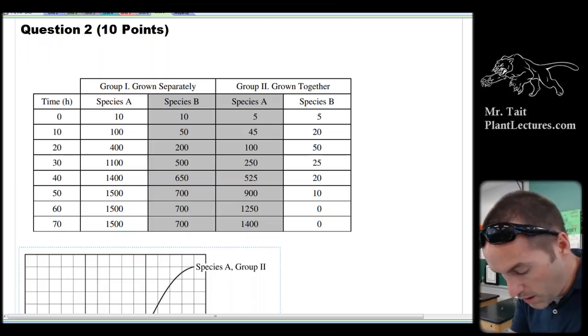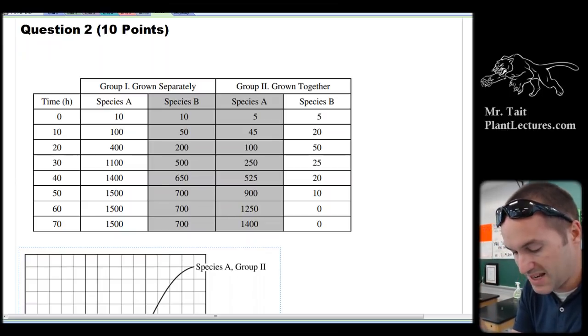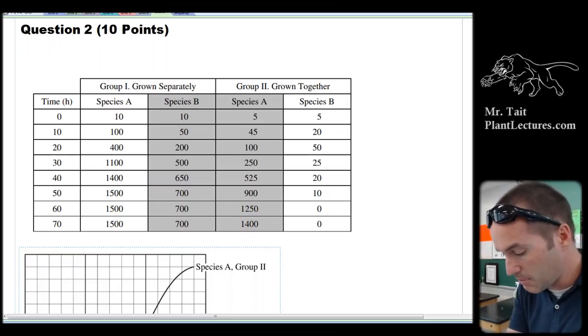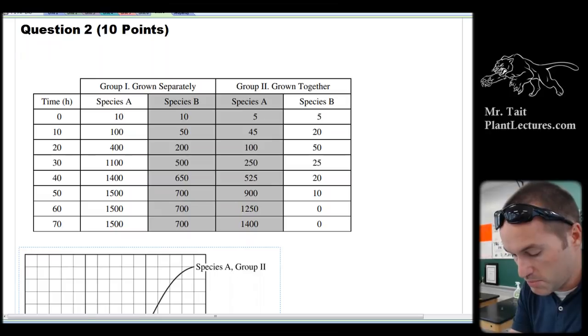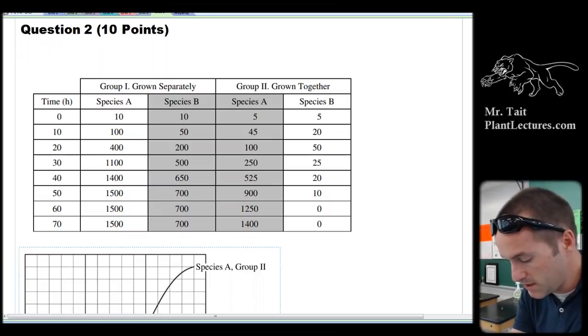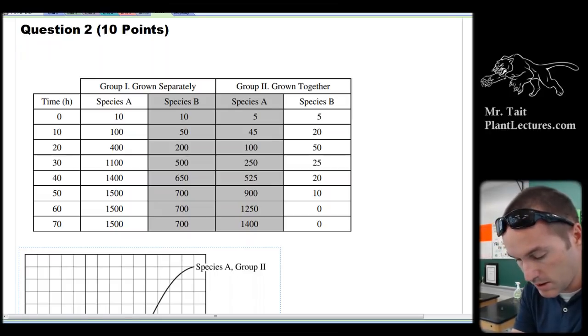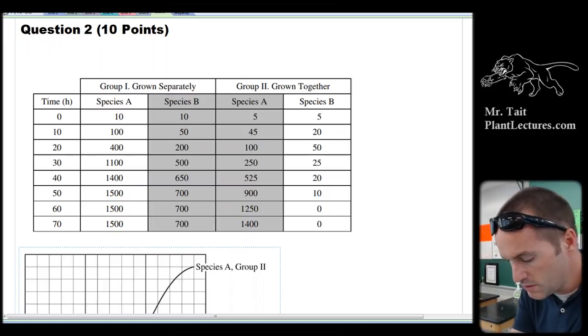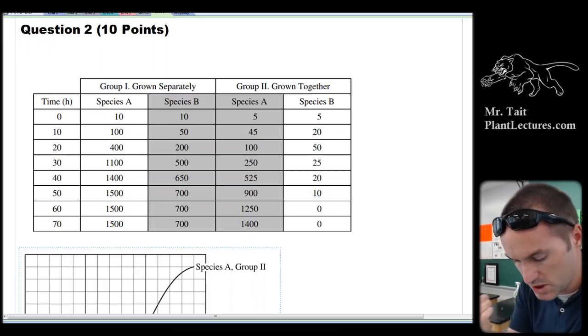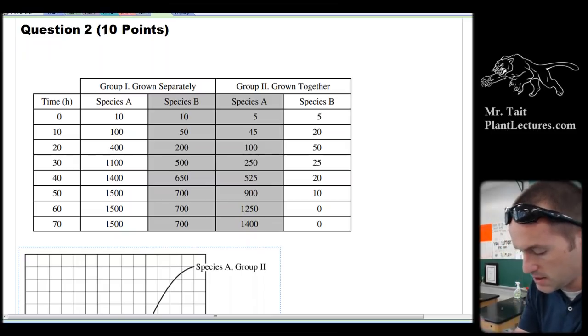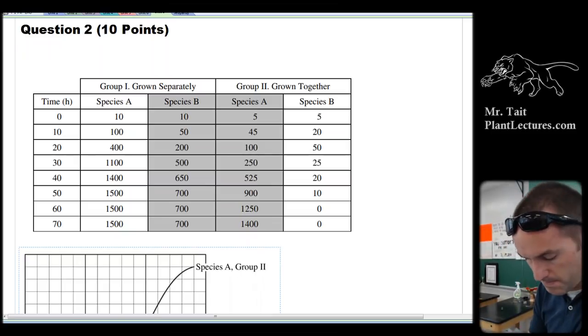In treatment group 1, the student placed 10 individuals of species A into a container with a liquid growth medium and 10 individuals of species B into a separate container with an equal amount of the same liquid growth medium. In treatment group 2, the student placed 5 individuals of each species into a single container with a liquid growth medium. The student then maintained the containers under the same environmental conditions and recorded the number of individuals in each population at various time points. The results are shown in table 2.